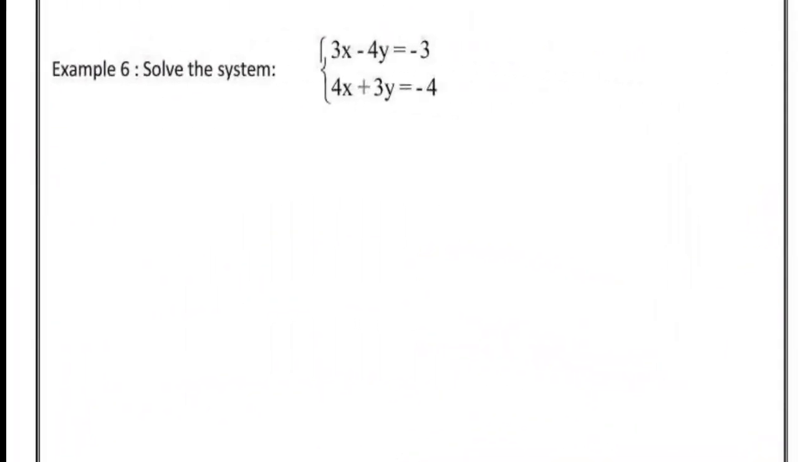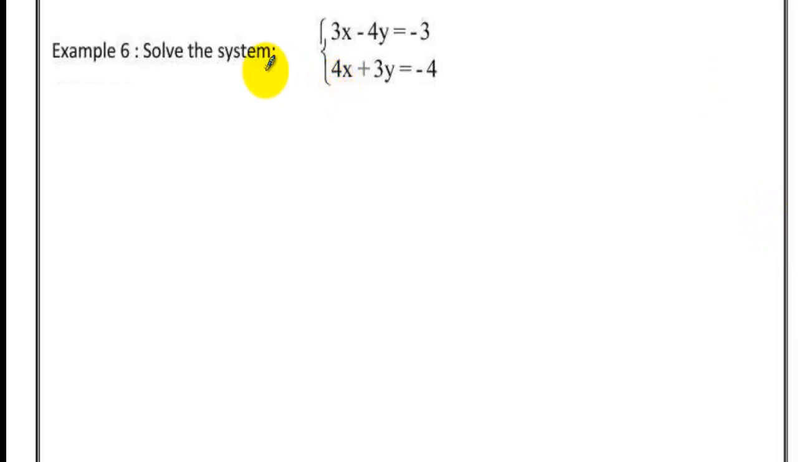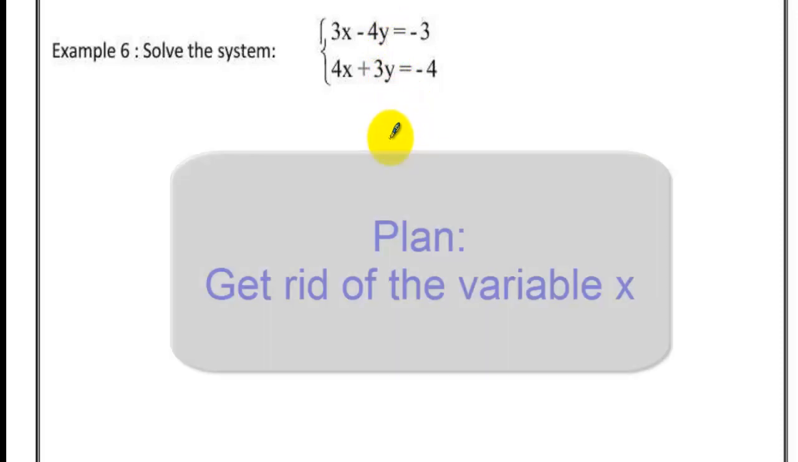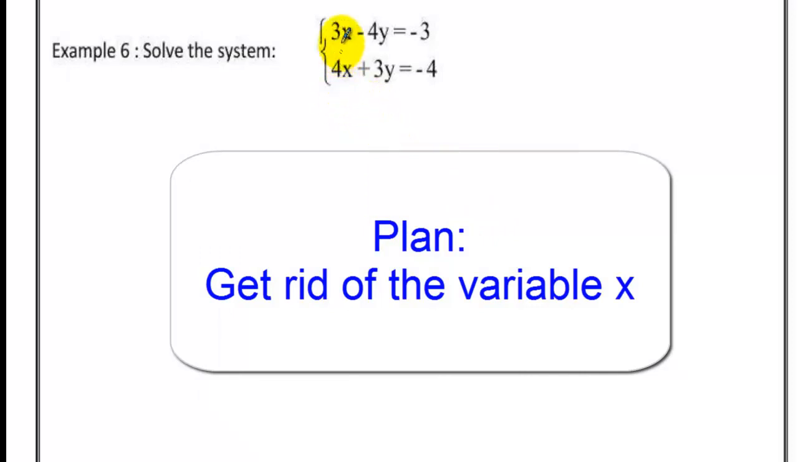Alright, example number 6. Okay, it seems like for this system, we need to multiply both equations so that we can create matching terms. So let's say we would like to get rid of the x variable. So the coefficient of my x is 3, and the coefficient of my x in the second equation is 4. So we have to get the least common multiple of 3 and 4. So the LCM is actually equal to 12. So our goal is to make this equal to 12 and make this equal to negative 12.